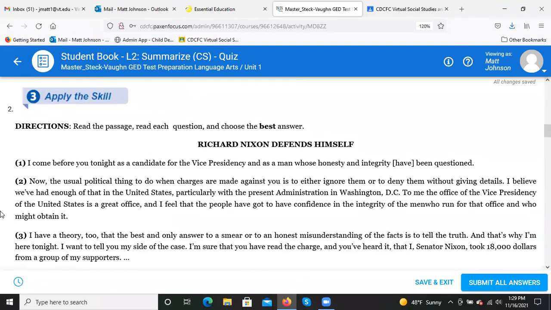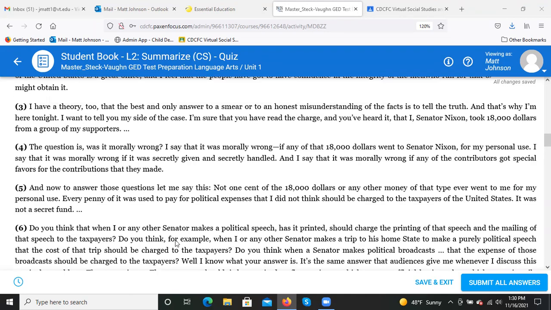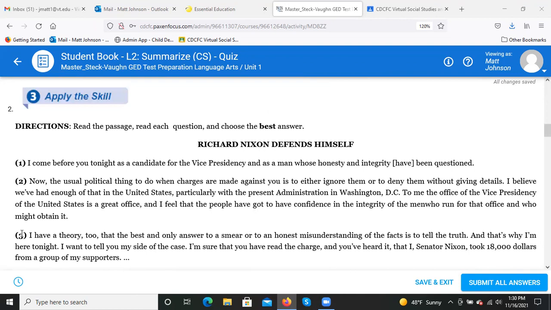Okay, now we have Richard Nixon. And let's see what they say here. So Richard Nixon defends himself. So you probably already have some idea what this might be about. Let's see what we have here. I'm going to go ahead and look and see what the citation is. So this is from the Checkers speech by Richard Nixon. Okay, so it's from 1952. So I'm interested. Let's see what happens here.